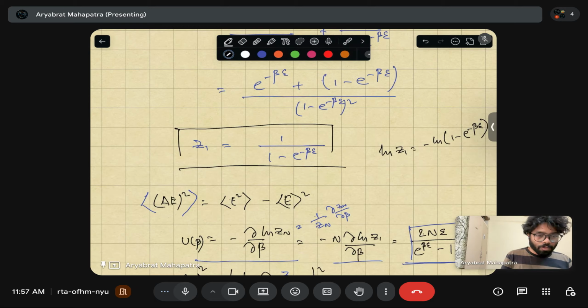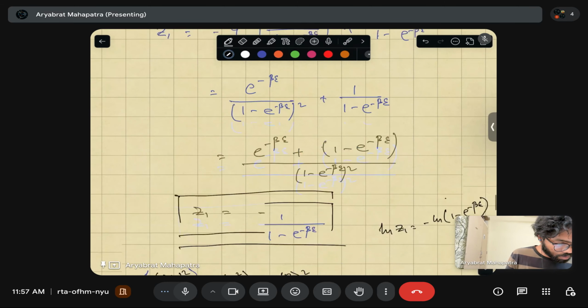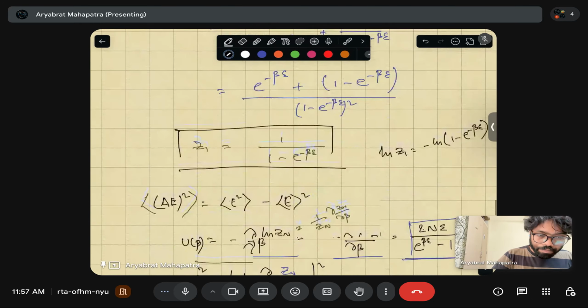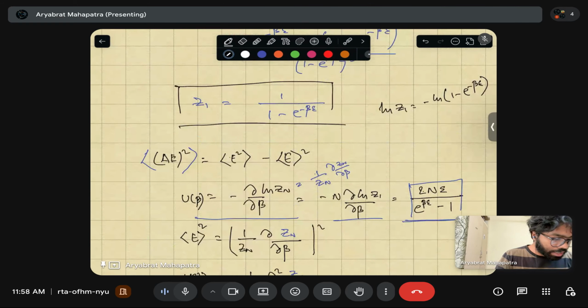Actually, I want to ask what is exactly the relation between the internal energy and the partition function? Is it del del beta of Z_n or del del beta of ln Z_n? Internal energy with respect to partition function. It's basically negative of del ln Z over del beta.